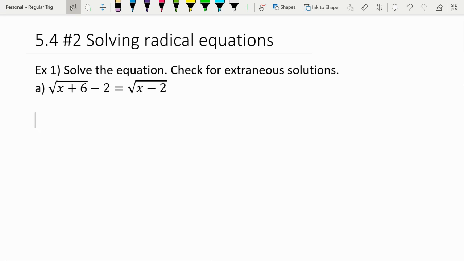All right, guys. So here's the second day of solving radical equations. Yesterday's problems only had one radical on one side. Now you'll see these problems, we're going to step it up a little bit. Now we have two radicals.